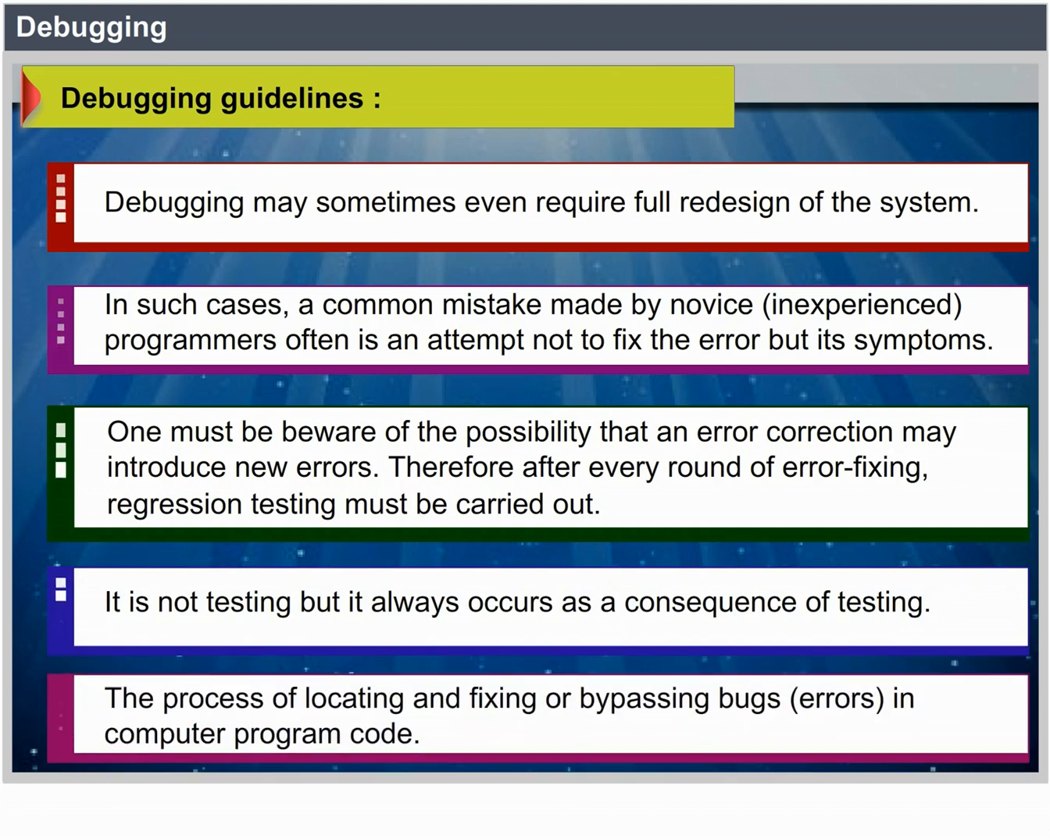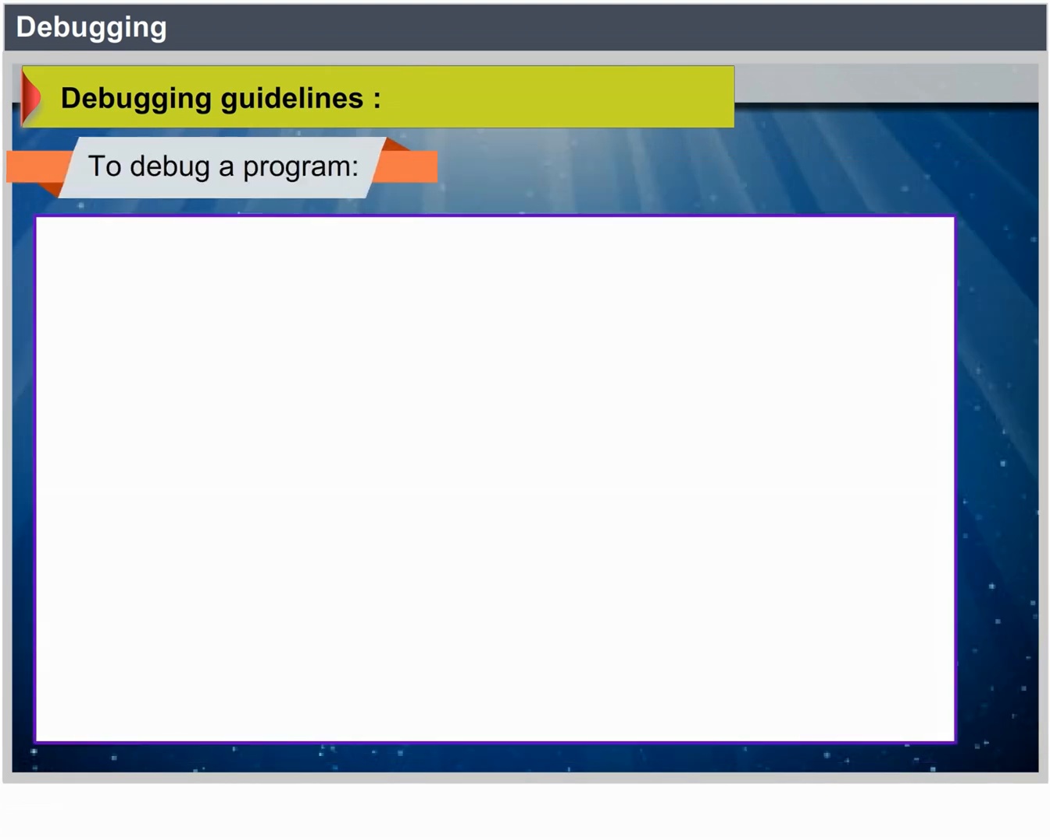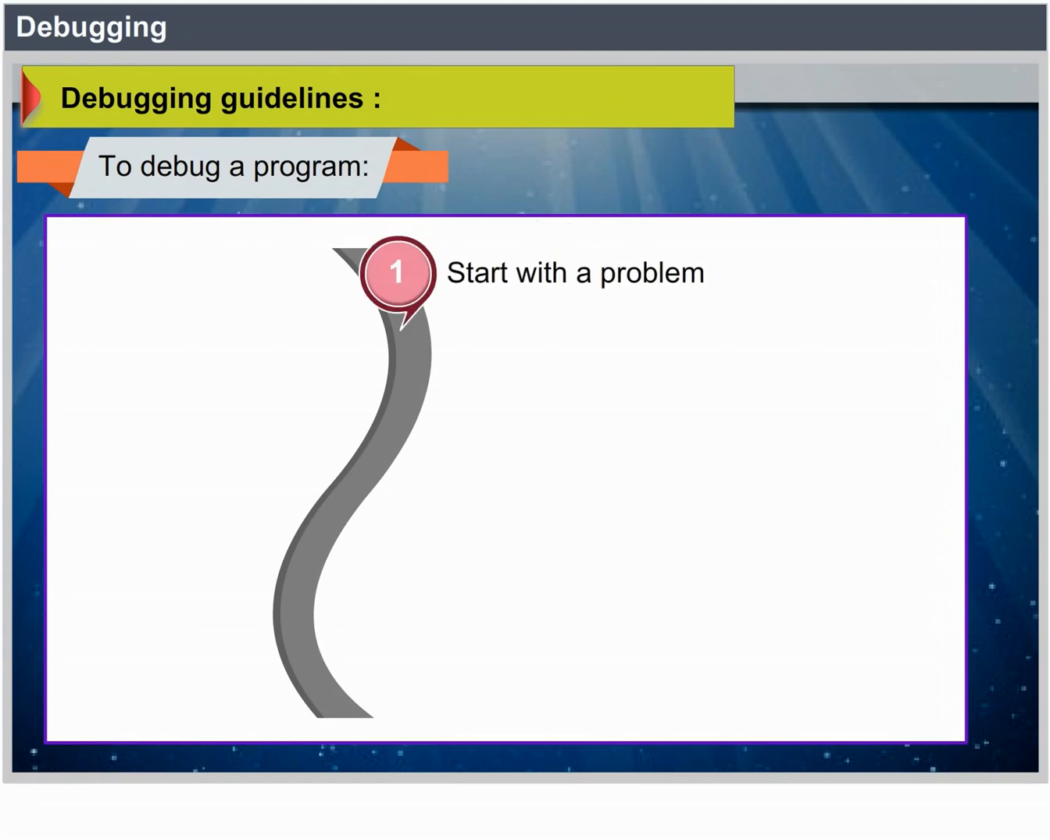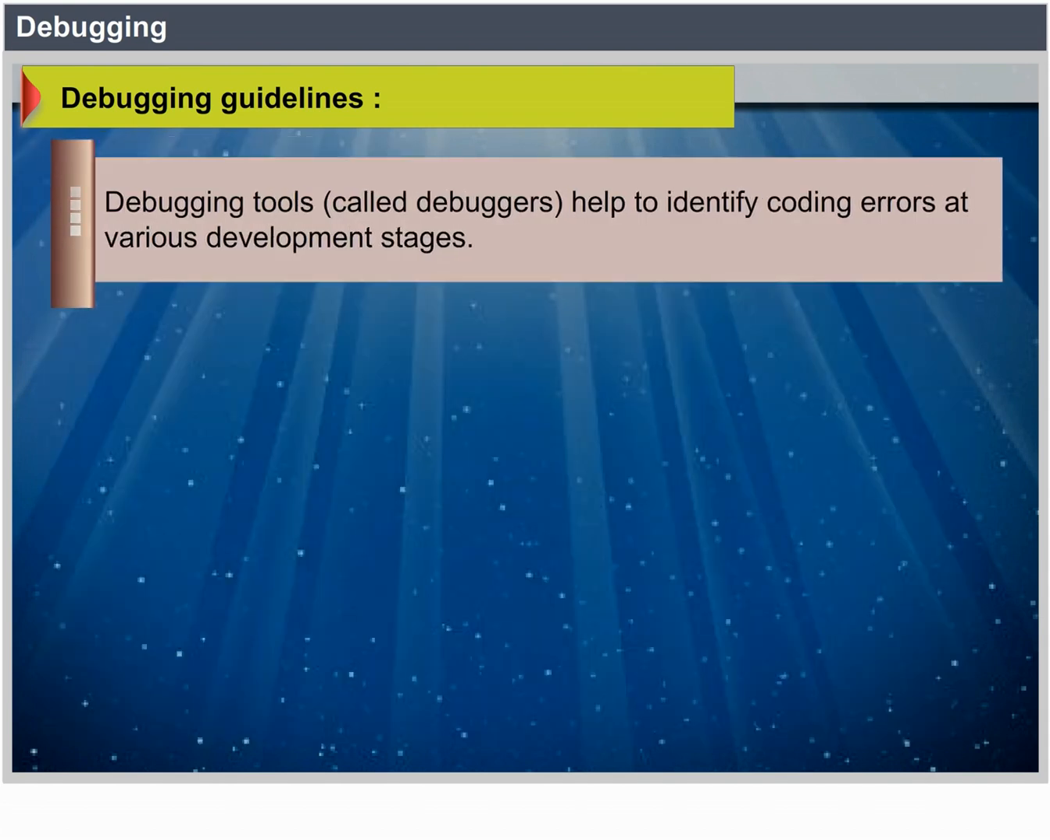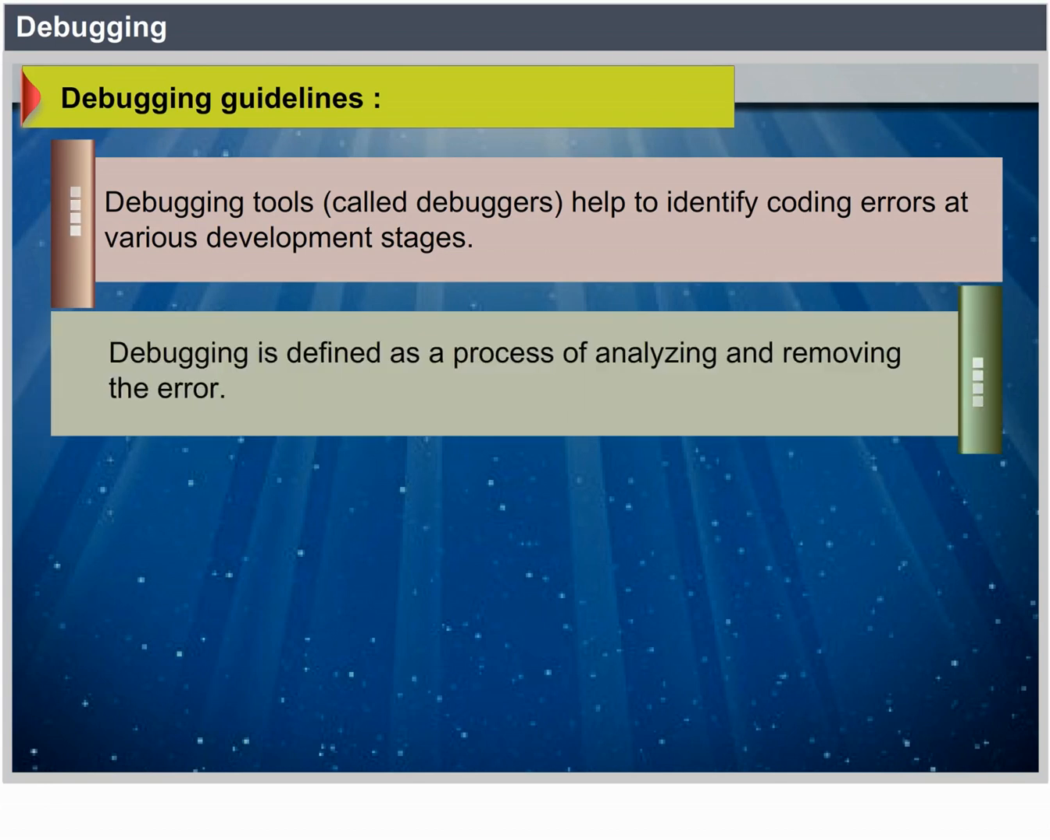The process of locating and fixing or bypassing bugs or errors in a computer program code. To debug a program, start with the problem, isolate the source of the problem, fix it. Debugging tools, also called debuggers, help to identify coding errors at various development stages. Debugging is defined as the process of analyzing and removing the error.